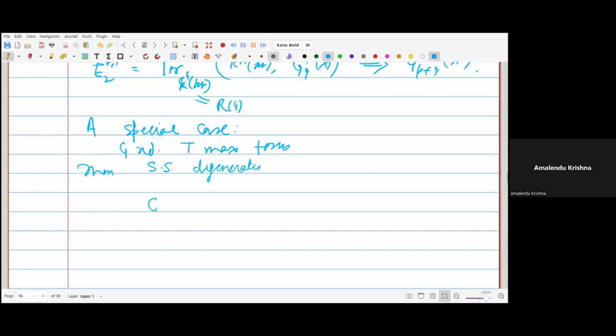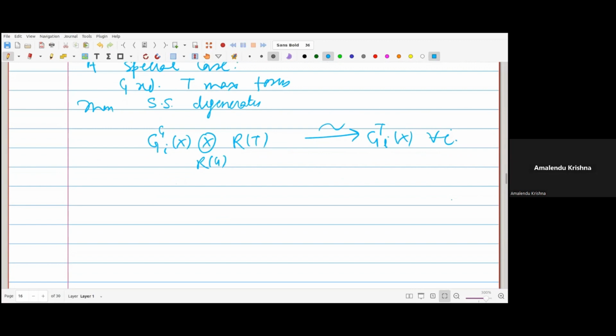So in particular, you get this isomorphism: G i of X tensor over RG of RT is isomorphic to GT i of X. And this is great, right? Because it tells you that if you want to compute equivariant K theory for T acting on X, then you simply take equivariant K theory for G acting on X and base change to the representation ring of T. So it really allows you to compute. If you know one, then you can compute the other.